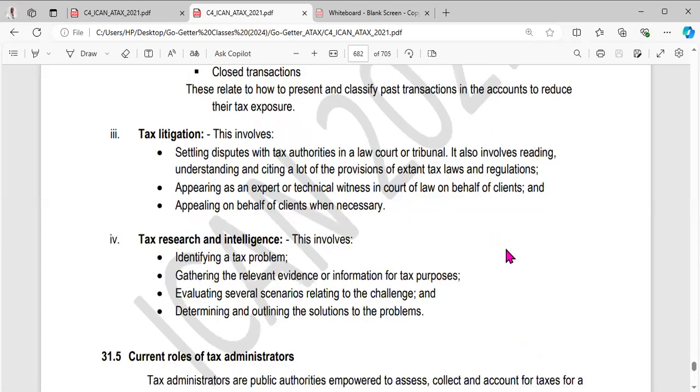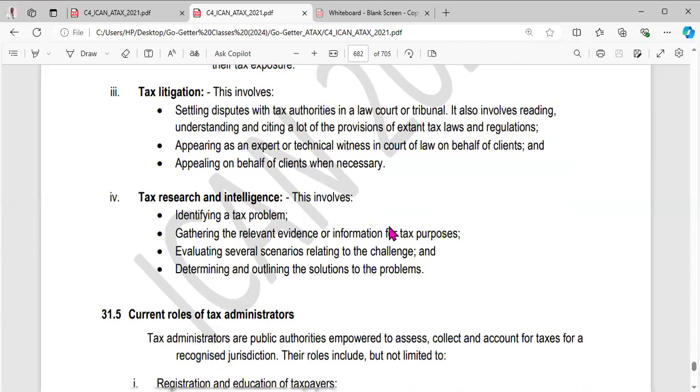Then we have tax litigation. We have help in settling dispute between the tax authority, in the law court, even the tax appeal tribunal. You go and act as a technical witness in court on behalf of clients. You interface when there's a litigation. Then, of course, we have the tax research and intelligence.